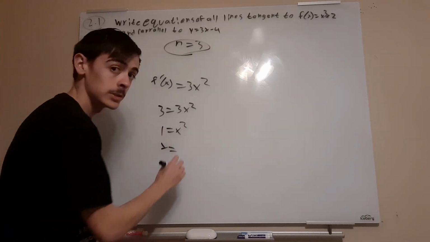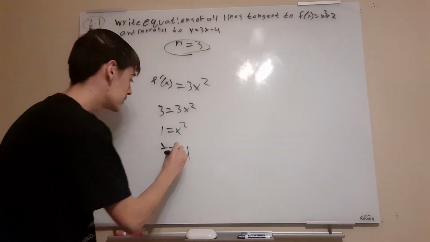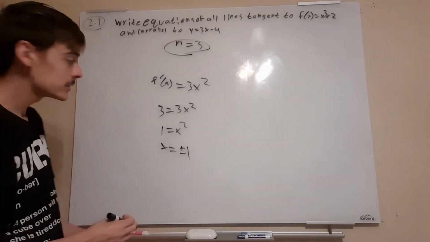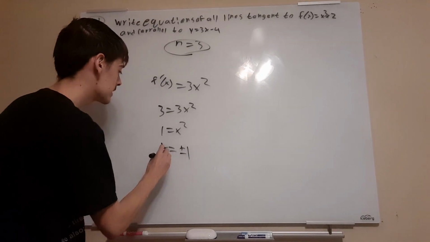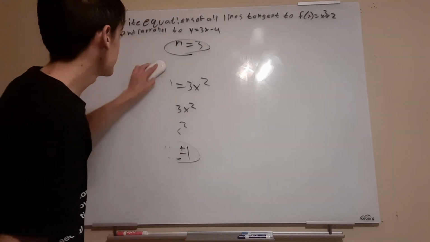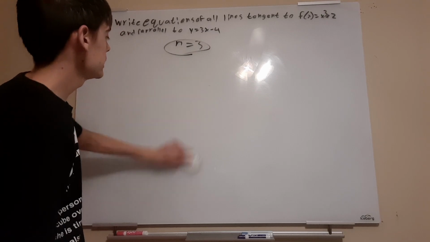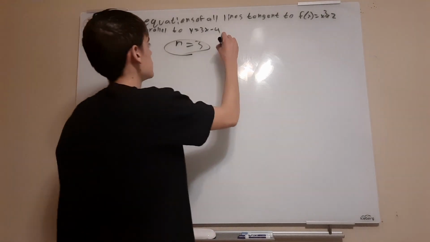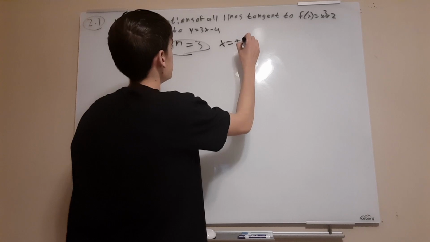X equals, not 1, x equals plus or minus 1, because when we take the square root, we don't know what x is. So x equals plus or minus 1. So we're going to have 2 values for x. Because of that, we're going to have multiple tangent lines. We're going to rewrite x equals plus or minus 1 up here.